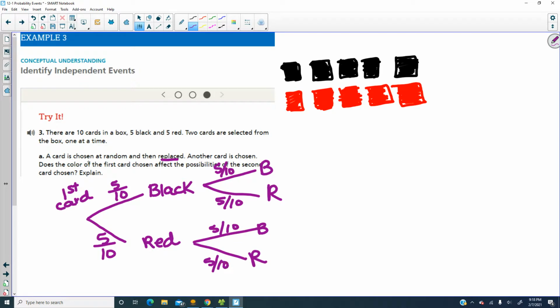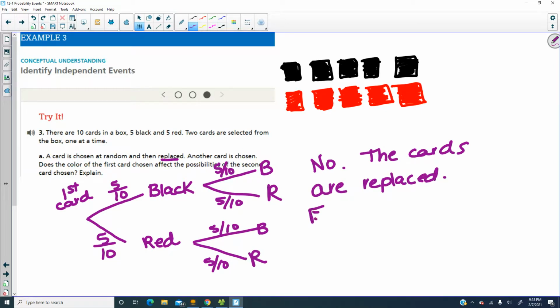So does the color of the first card chosen affect the possibilities of the second card chosen? No, it does not, because the cards are replaced. Which means each draw is independent.